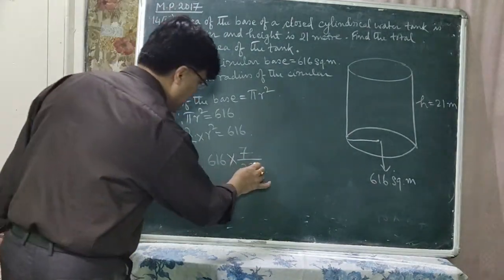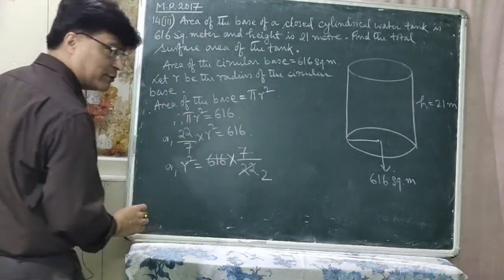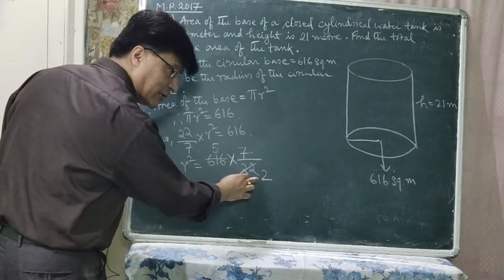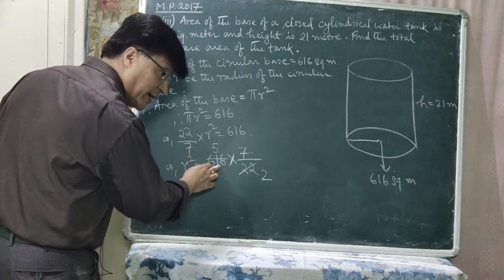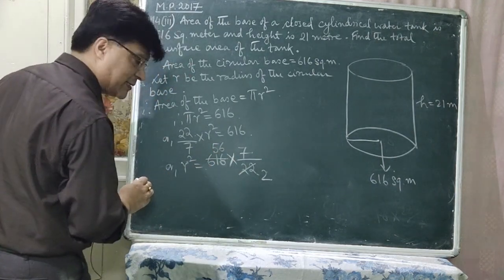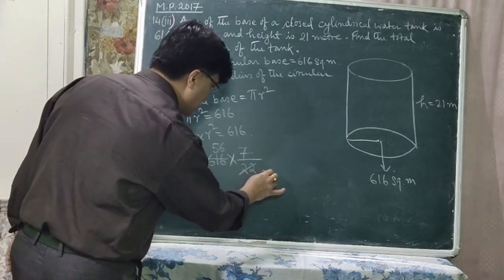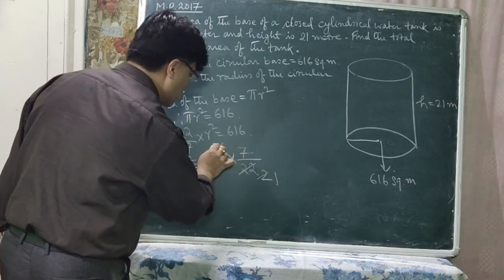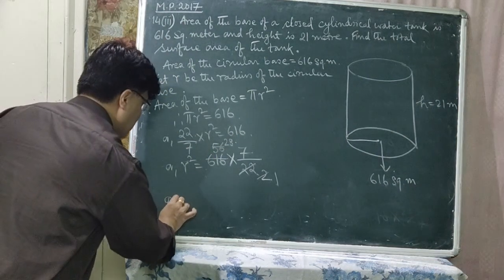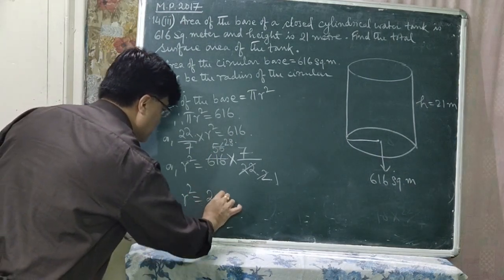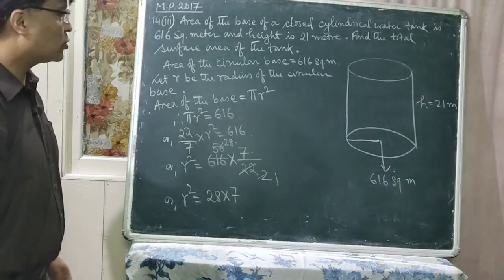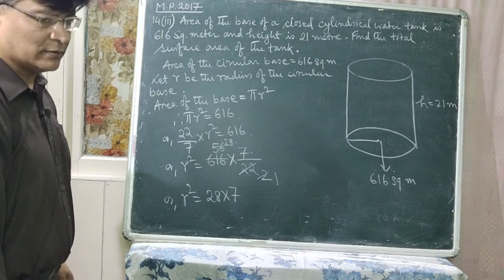Now 11 2s are 22, 11 5s are 55, right? 11 2s are 22, 11 5s are 55, 61 minus 55 is 6, 11 6s are 66. So again you can cancel it. 2 1s are 2, 2 2s are 4, 2 8s are 16, right? So r square is equal to 28 multiplied by 7.